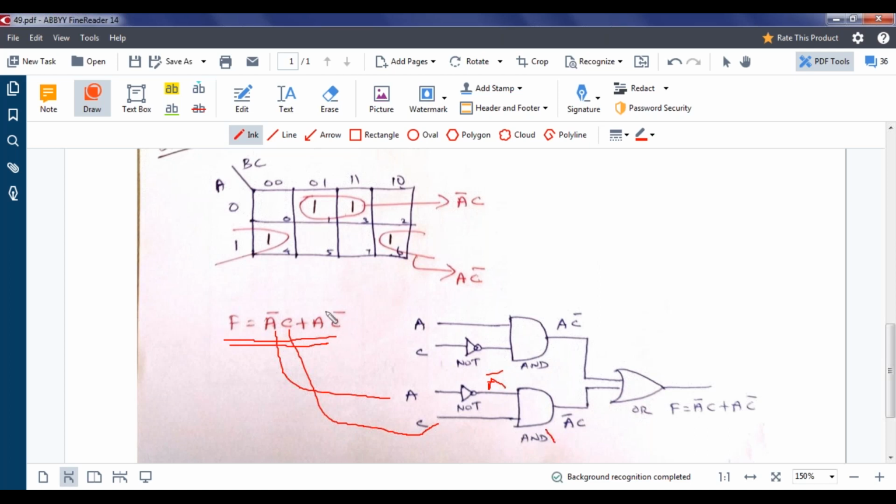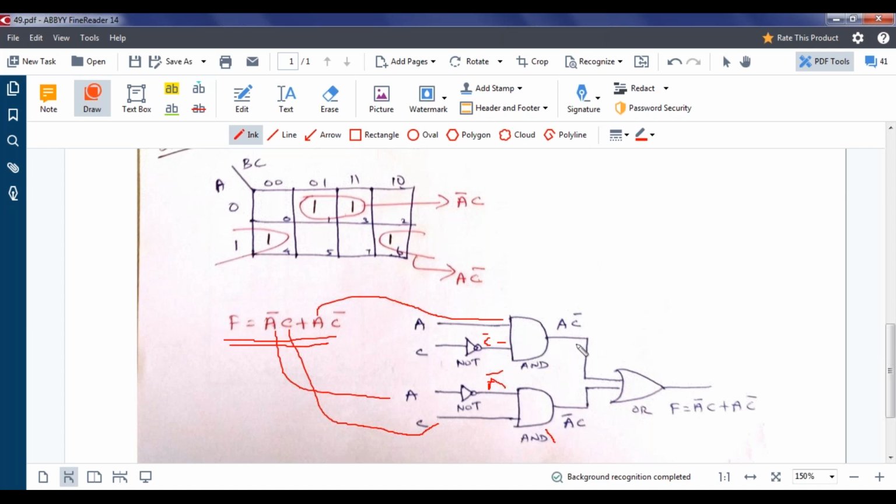Next, the A value I take directly. For C bar, I give C to a NOT gate and I will get C bar. Now I apply the A value and C bar to an AND gate, because this is A into C bar.